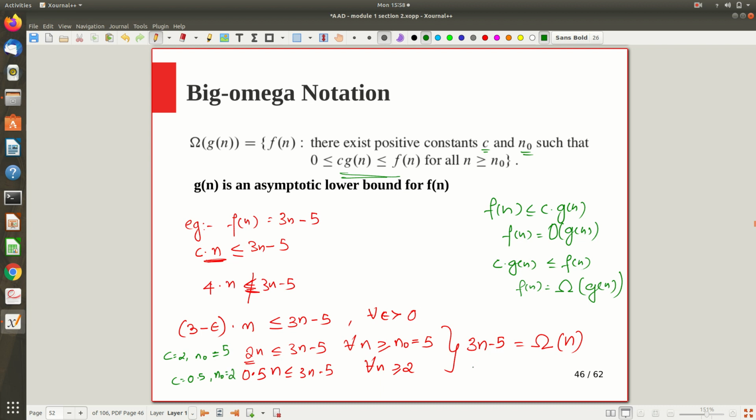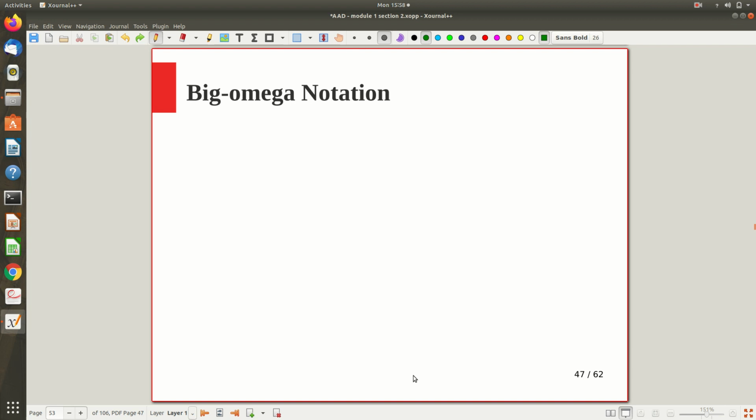The thing is that there exist C and n0, that's all I need. So any one of them you just show and prove formally, but don't take a wrong value. That's about it. Now see, here itself what we can say is that 3n minus 5 is hence lower bounded by n.